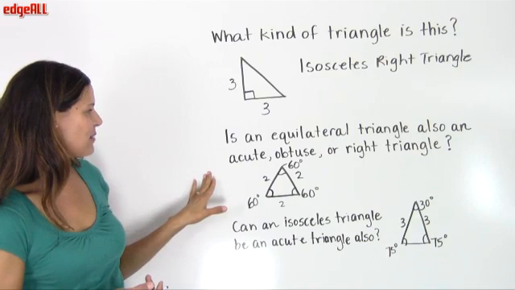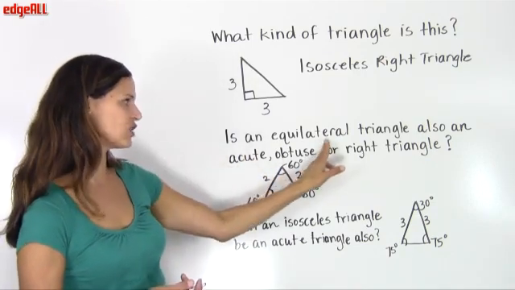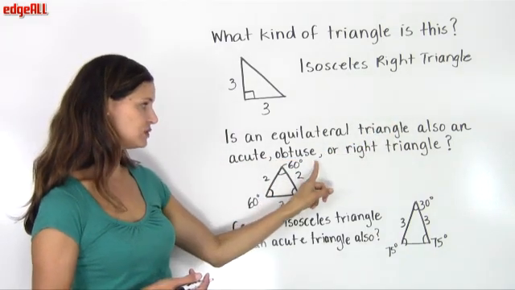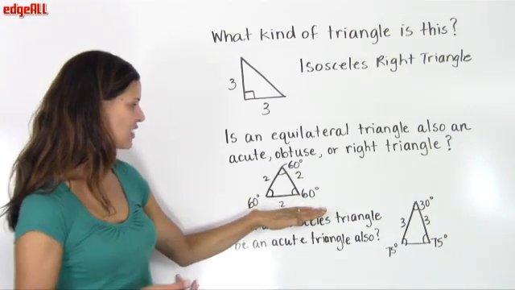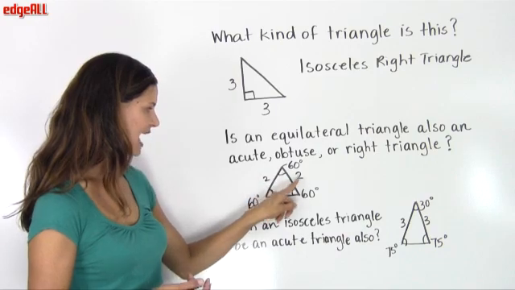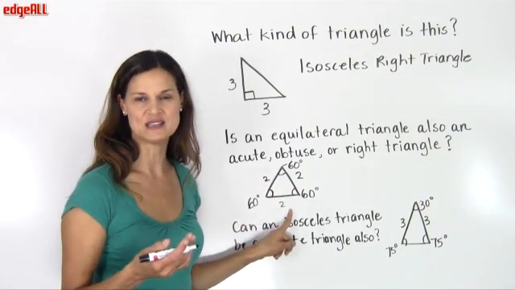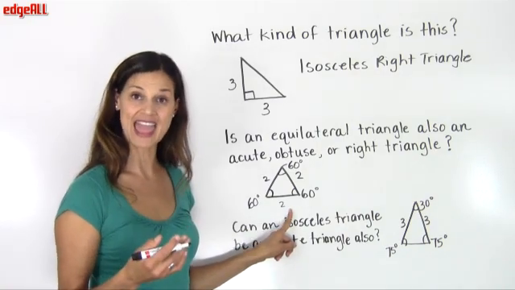In our second example, it asks us the question, is an equilateral triangle also an acute, obtuse, or right triangle? So let's take a look at an equilateral triangle. I have a little one drawn here. All three sides are the measurement of 2 units. And so we know that it's equilateral. All three sides are the same length.